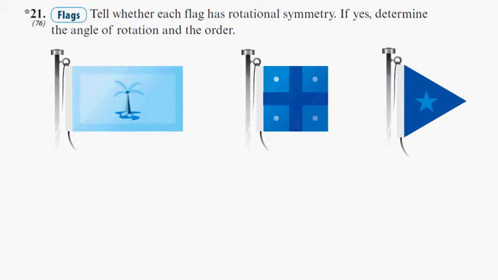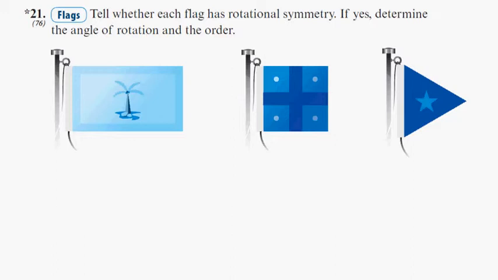Okay, so number 21 says, tell whether each flag has rotational symmetry. If yes, determine the angle of rotation in the order. I am not going to walk you through the first two flags. I'll just talk to you about the last flag.